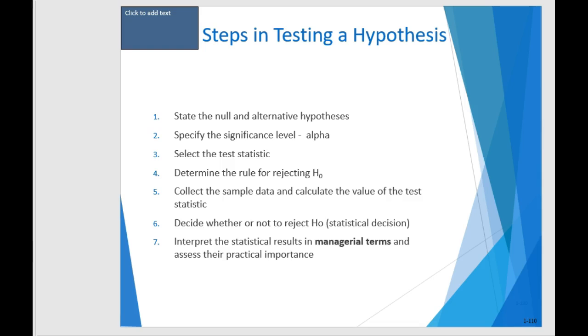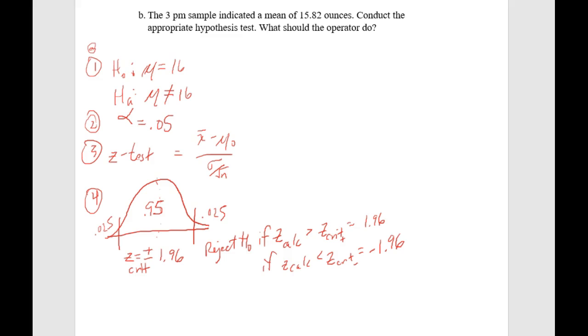The next thing we do is number 5. Collect the sample data and calculate the value of the test statistic. Okay, so number 5. What data do we need to collect? Do we have all the data that we need? Let's see. We know from the test statistic we're going to need x bar, mu naught, sigma, and n. So let's just write those in. X bar, mu naught, sigma, and n. And let's go up to the problem and find out what these values are.